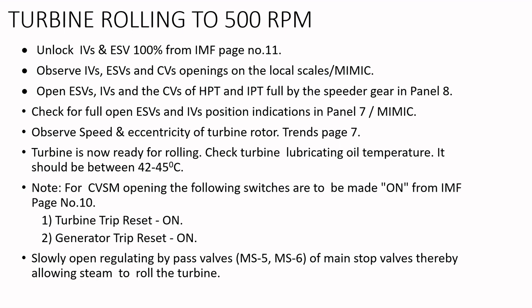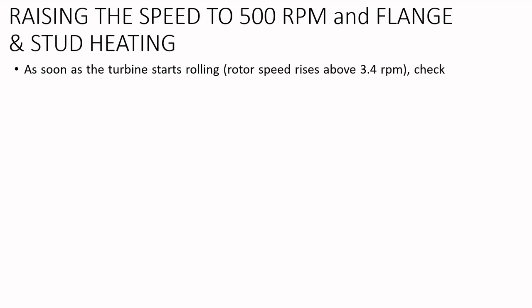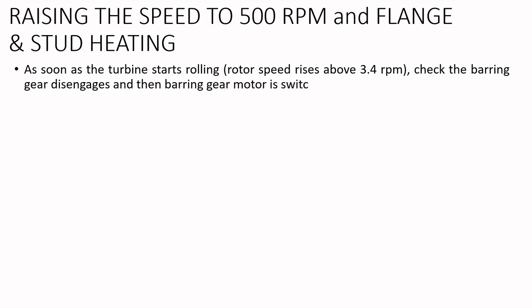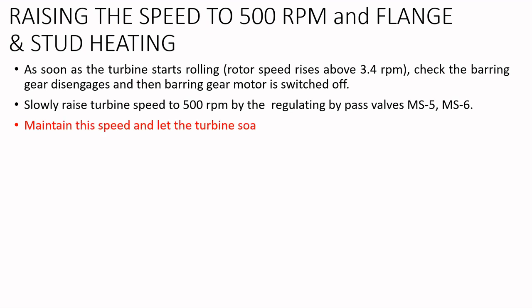Now slowly open the regulating bypass valves MS5 and MS6 of the main stop valves, thereby allowing the steam to roll the turbine. Now raising the speed to 500 RPM and flange and stud heating. As soon as the turbine starts rolling, the rotor speed rises above 3.4 RPM. Check the bearing gear disengages and the bearing gear motor trips. It is switched off. Slowly raise the turbine speed to 500 RPM by the regulating bypass valves MS5 and MS6. Now maintain this speed and let the turbine soak for about 5 minutes or maybe 10 minutes.